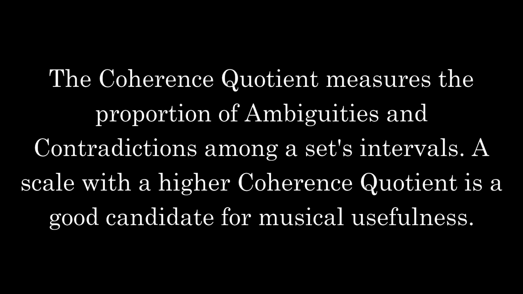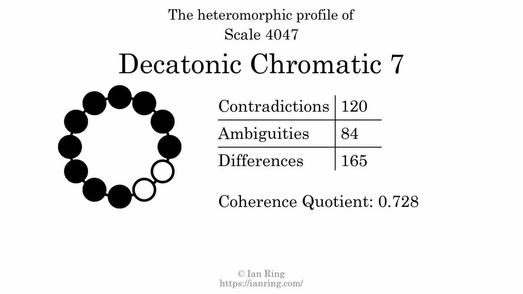The coherence quotient measures the proportion of ambiguities and contradictions among a set's intervals. A scale with a higher coherence quotient is a good candidate for musical usefulness. The coherence quotient is 0.728.